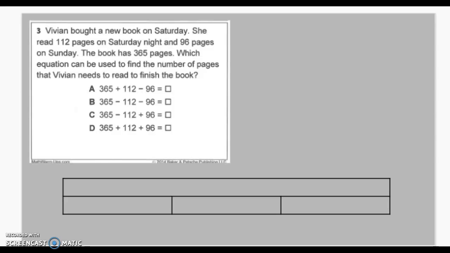Okay, so let's look at our important information. Let's think about what our question is asking us. Which equation can be used to find the number of pages that Vivian needs to read to finish the book? Well, what do we know about the number of pages that she's already read? She read 112 pages on Saturday, and she read 96 pages on Sunday. The book has 365 pages.